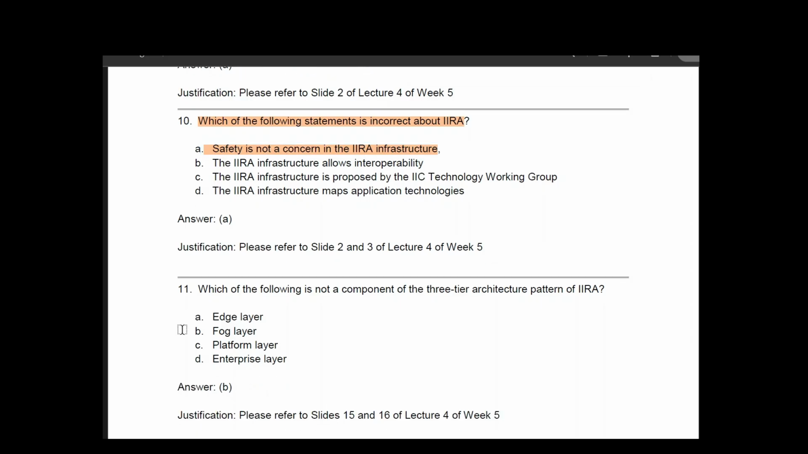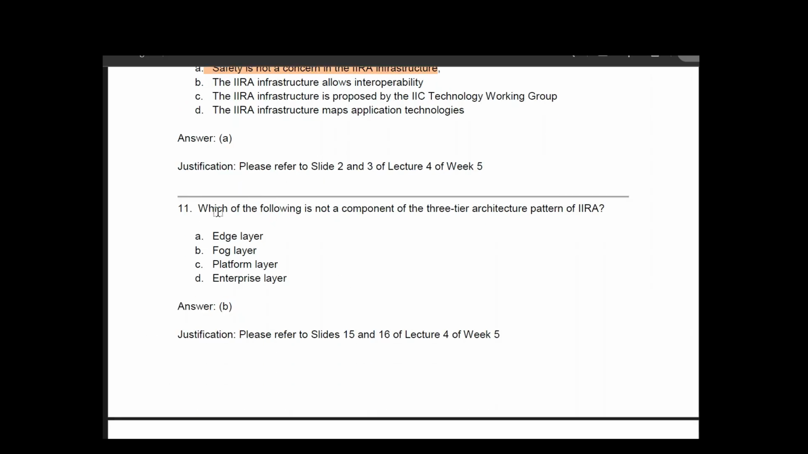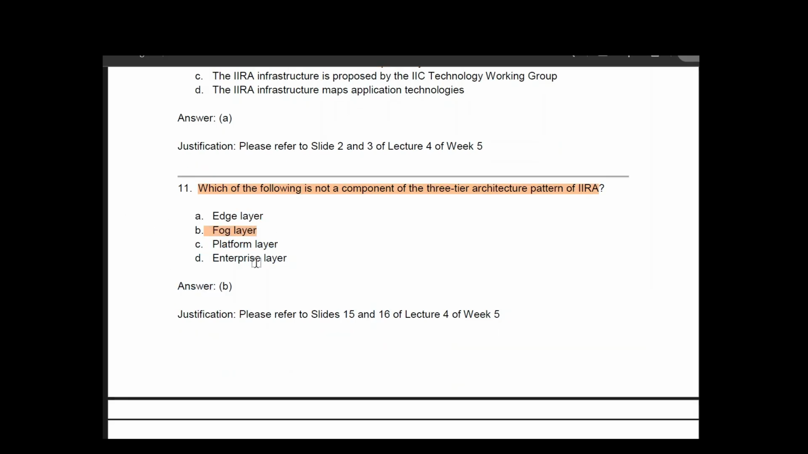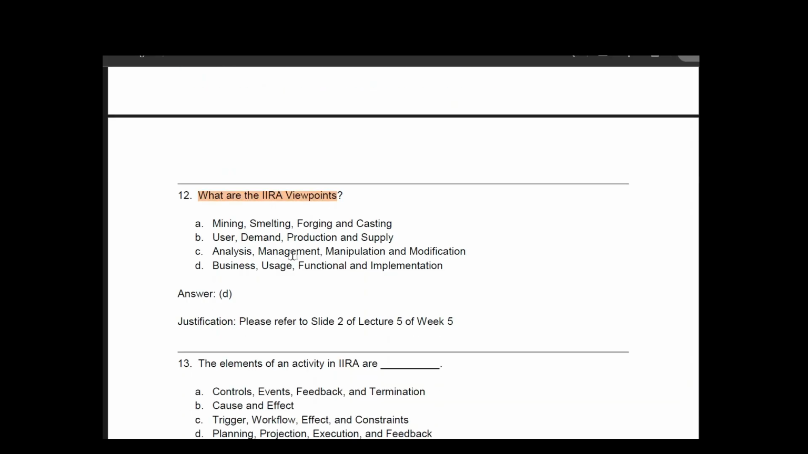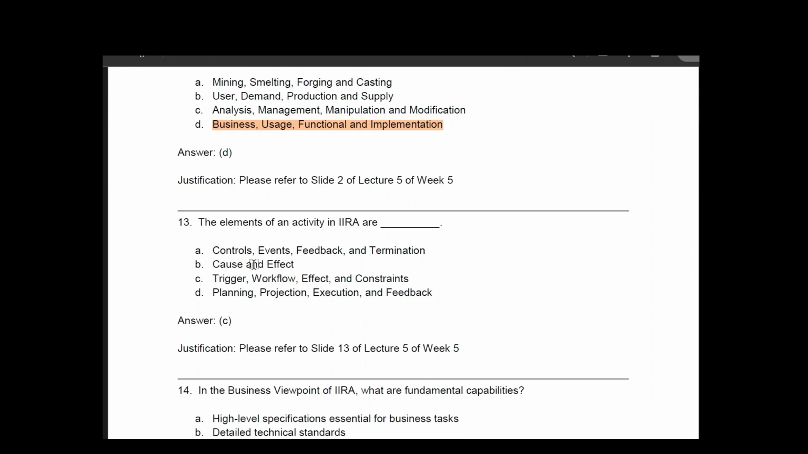Which of the following is not a component of the three-tier architecture patterns of IIRA? So this is the fog layer. What are the IIRA viewpoints? So IIRA viewpoints are business, usage, functional and implementation. The components of an activity in IIRA are trigger, workflow, effect, and constraint.